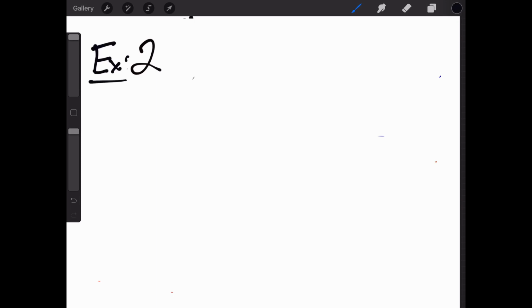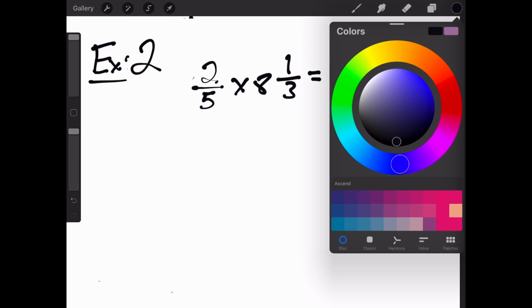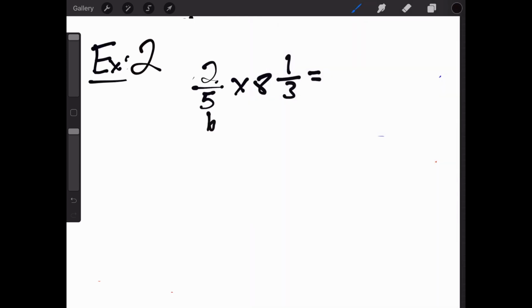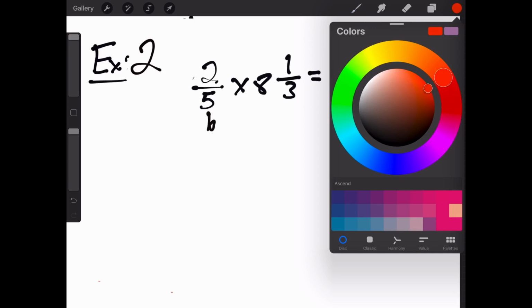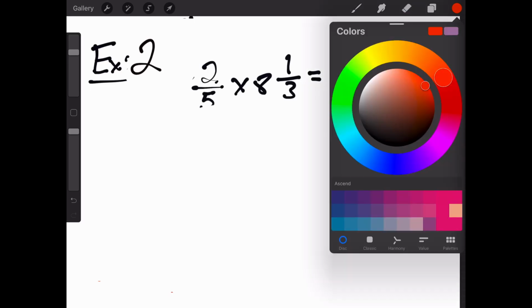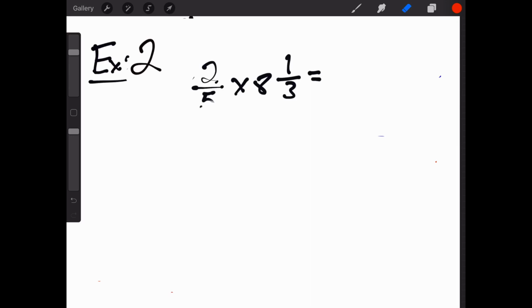Okay, so here we have 2/5 times 8 1/3. Okay. Now, the 2/5 is going to stay the same. Okay, so I'm going to change the color, I'm sorry. The 2/5 is going to stay the same. Okay, so you can bring that straight down. I erased it. Hold on, let me fix it.